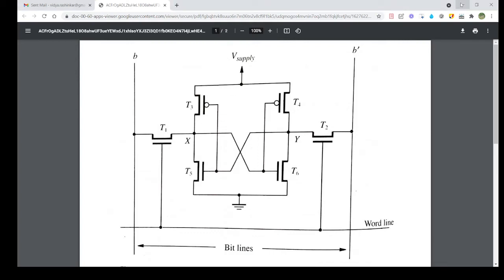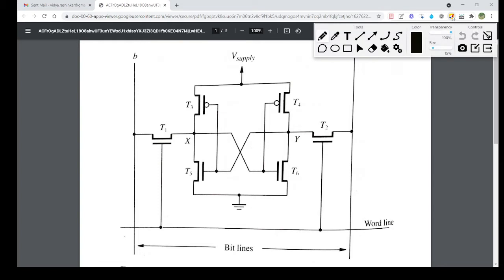So in the last class we have seen about the SRAM using two inverters. In today's class we will see about the SRAM cell using CMOS technology. CMOS technology uses transistors. In this diagram you can see that we are using different transistors. Totally we are using 6 transistors. Here this is transistor T1 and this is transistor T2, T3, T4, T5 and T6.